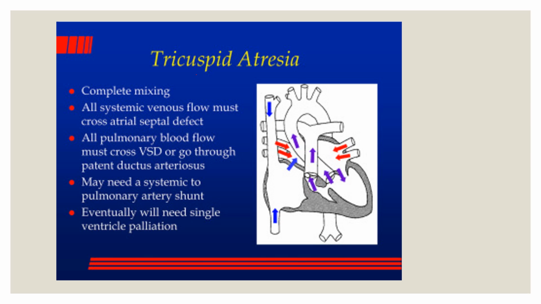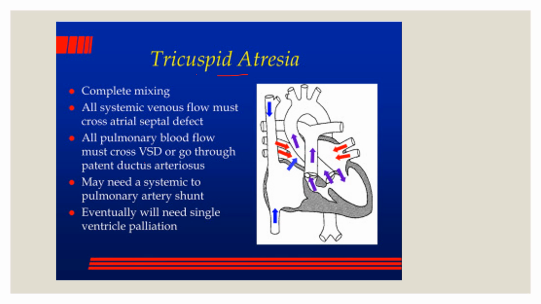The tricuspid atresia. When there is a tricuspid atresia, the blood will not move to the right ventricle. So there is complete mixing. All systemic venous flow must cross the atrial septal defect because it cannot go to the right ventricle. So it is going to the left atrium by this atrial septal defect. All pulmonary blood flow must cross the VSD or go through patent ductus arteriosus. Okay, so that it can reach the aorta.